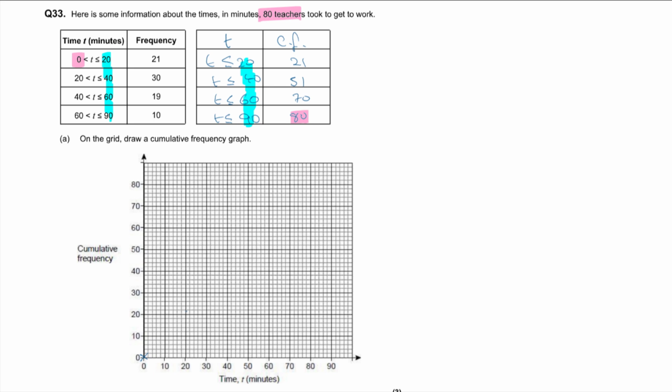Now again, I've got 5 little squares between 10 here, so each square is worth 2. So if I want 21, then we're talking about half a square then, aren't we? So half a square above 20 is 21. 51, that's going to be half a square above 50. And next one, 60 versus 70. And then 90 versus 80.